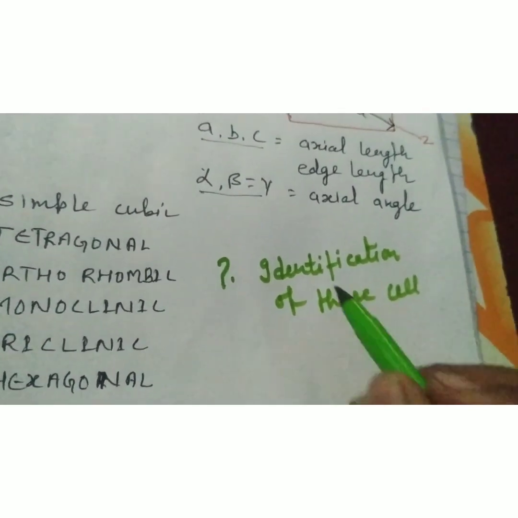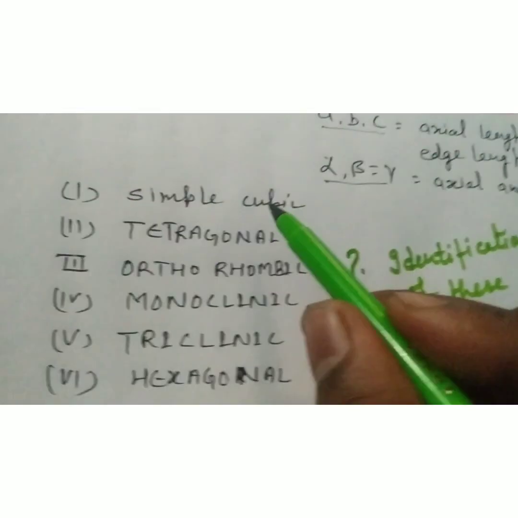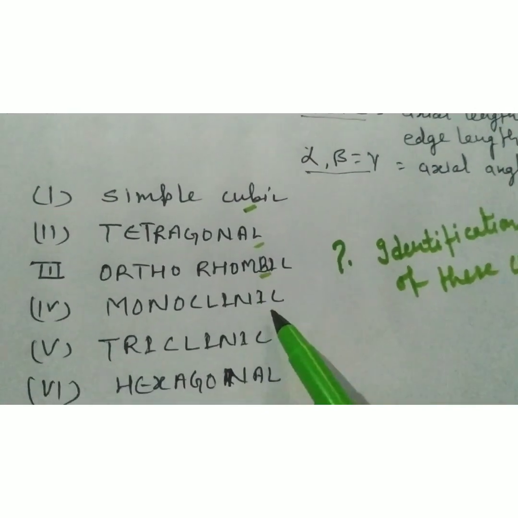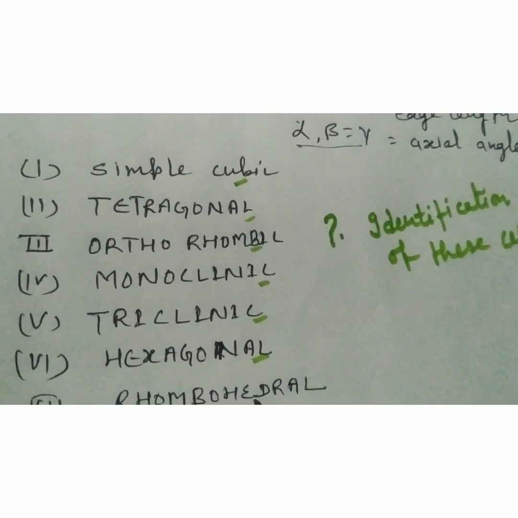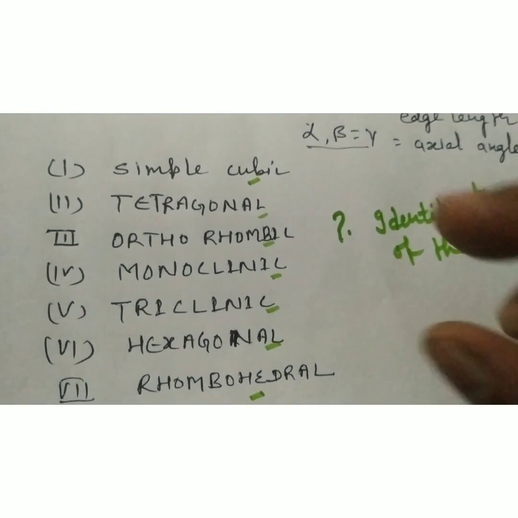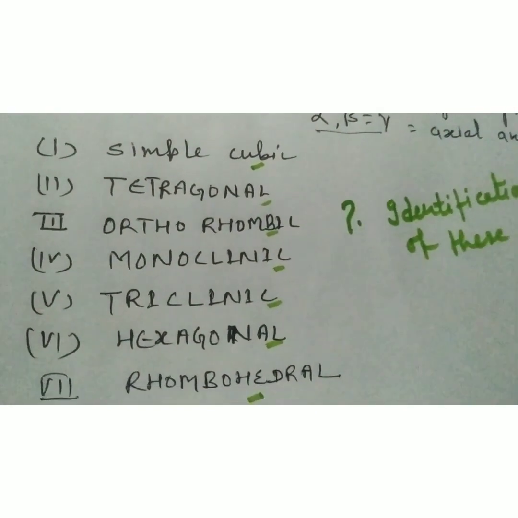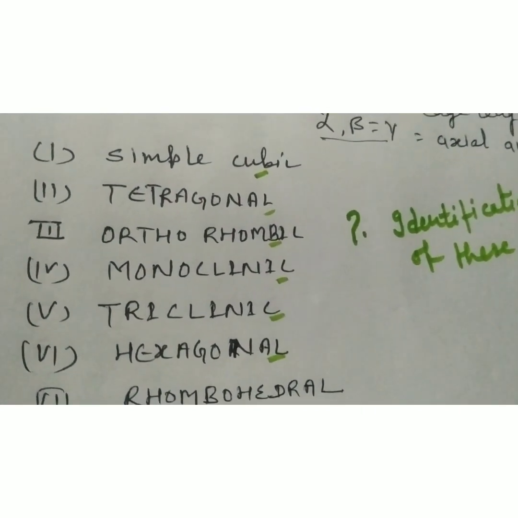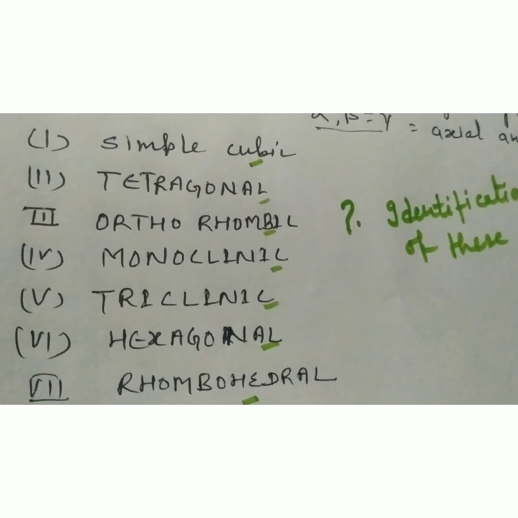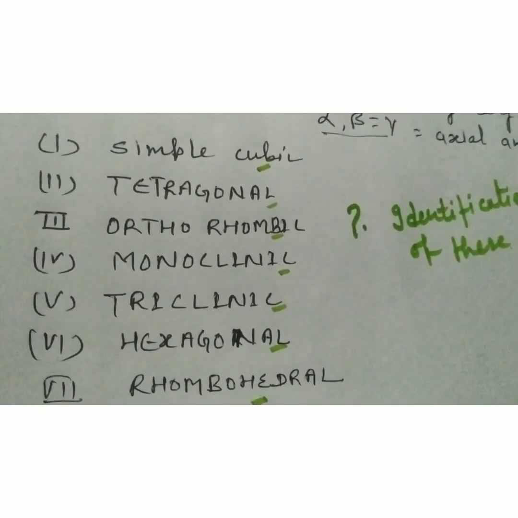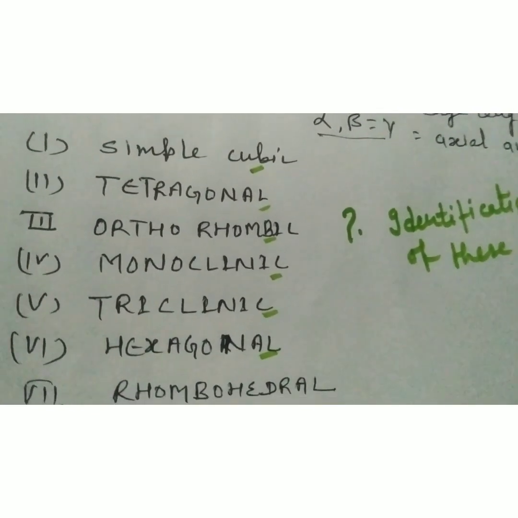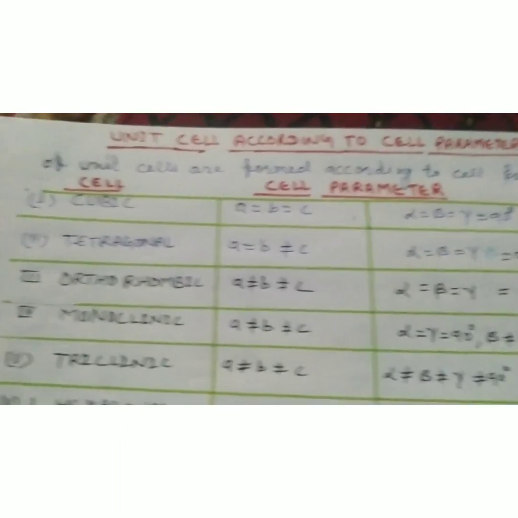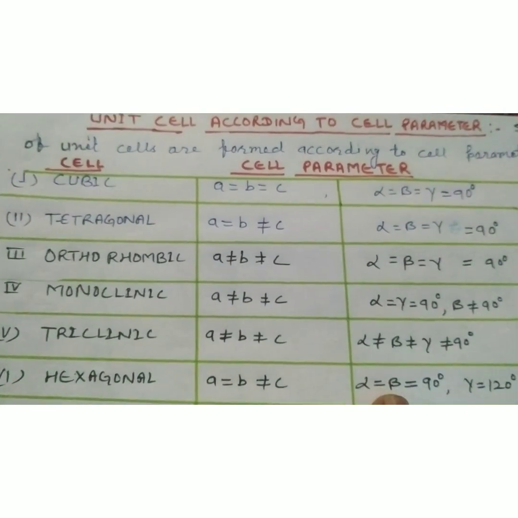Clear? This is how you will identify the unit cells: simple cubic, tetragonal, orthorhombic, monoclinic, triclinic, hexagonal and rhombohedral. On the basis of the chart, we can identify simple cubic, tetragonal, orthorhombic, etc. How? On the basis of cell parameters. Clear? So this is the cell parameters.